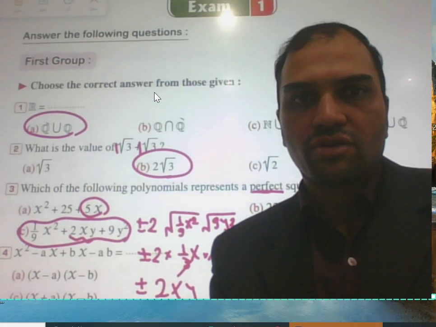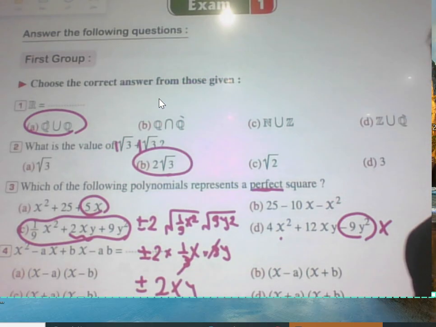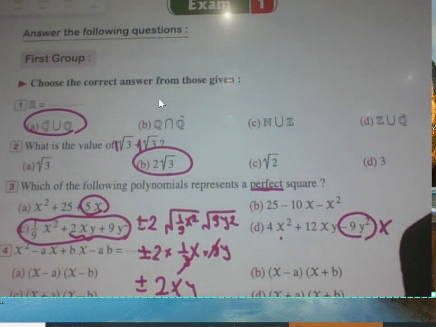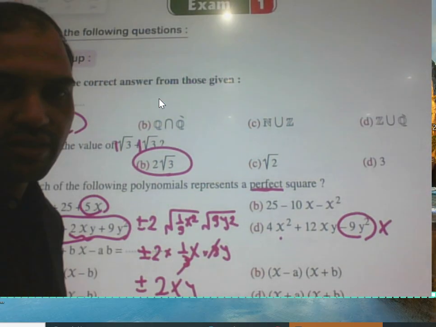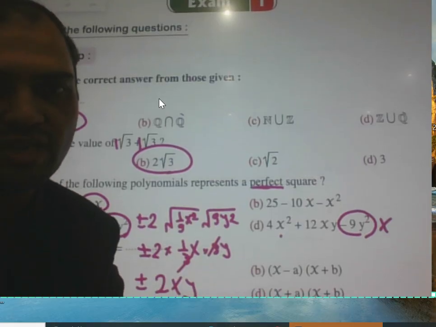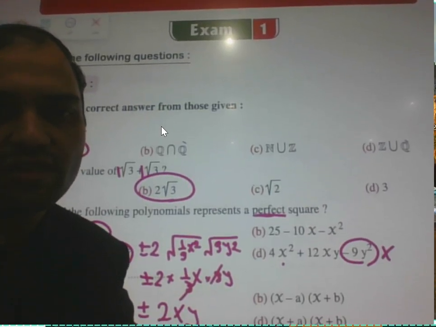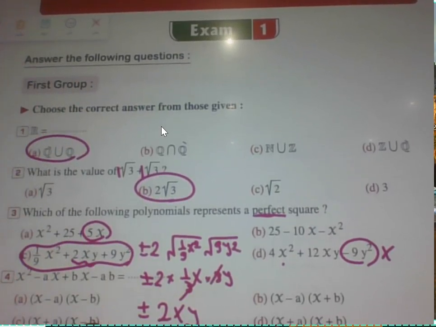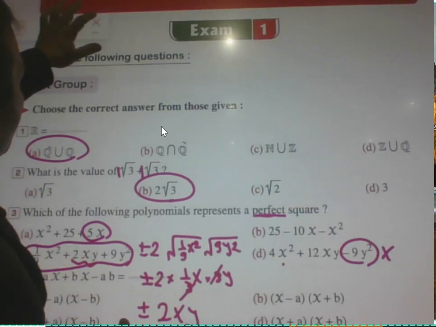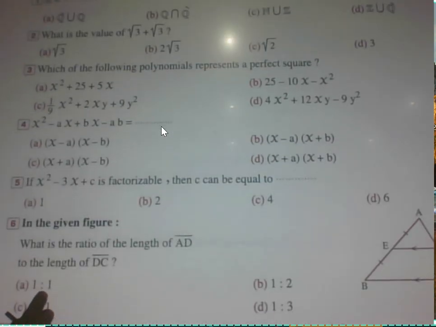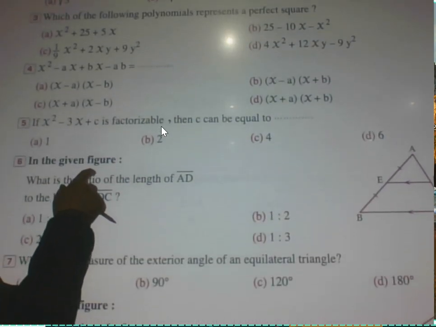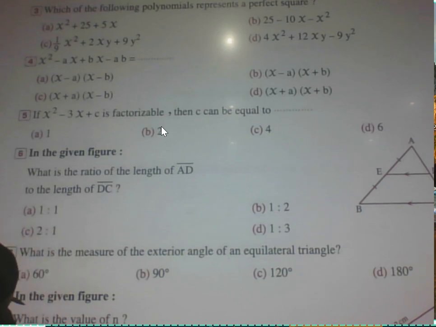Understood? This expression we call it what? Perfect square. Understood? Why perfect square? Because the middle term equals positive or negative 2 product by square root of the first product by square root of the third. Understood? Next question.